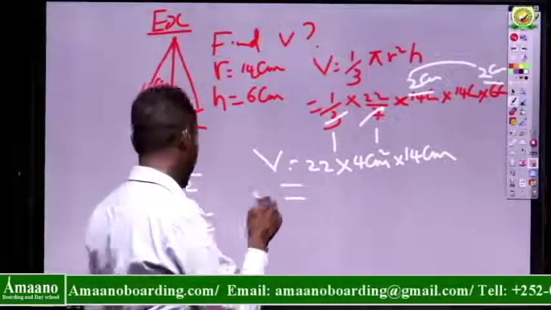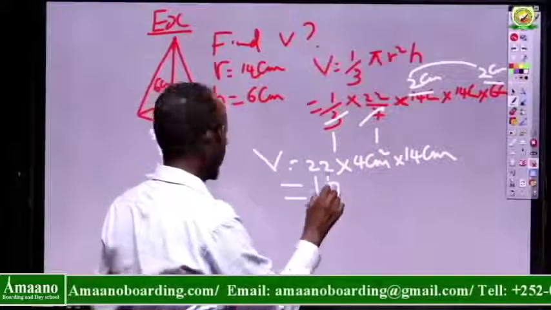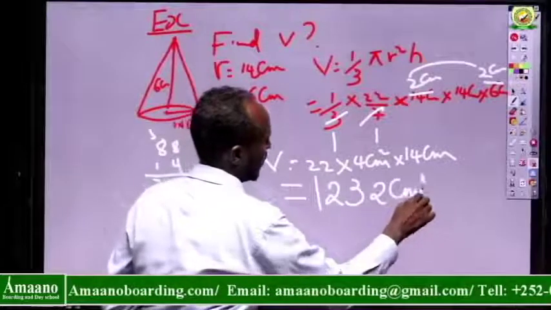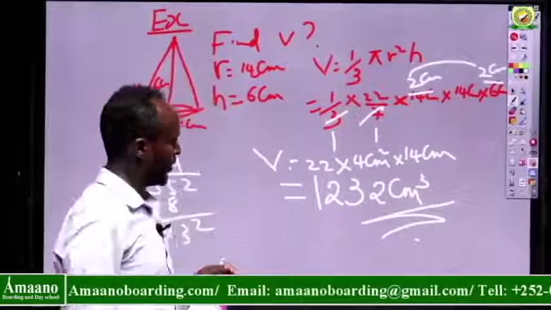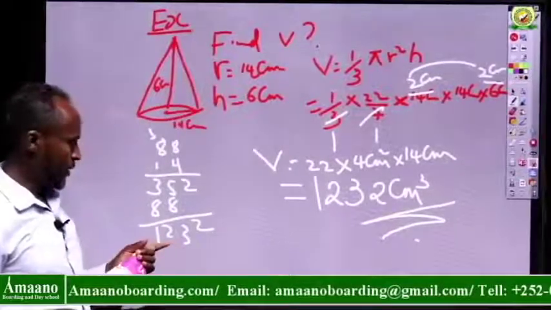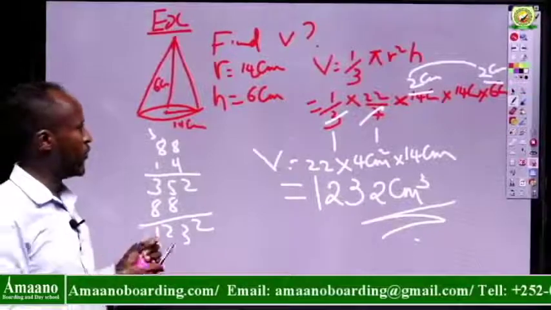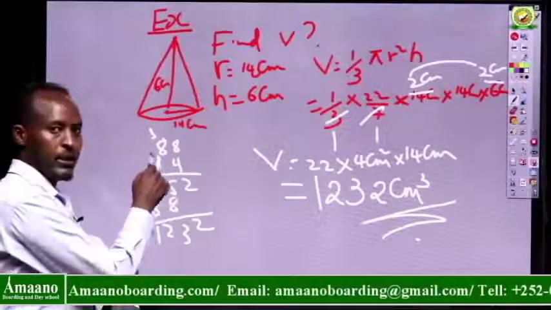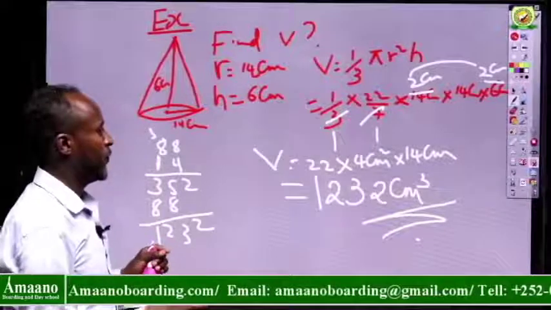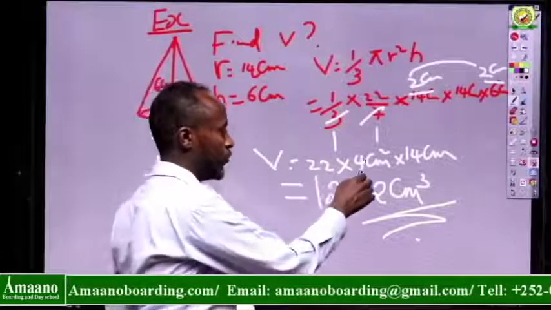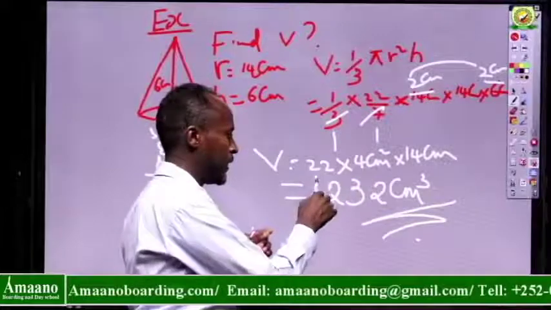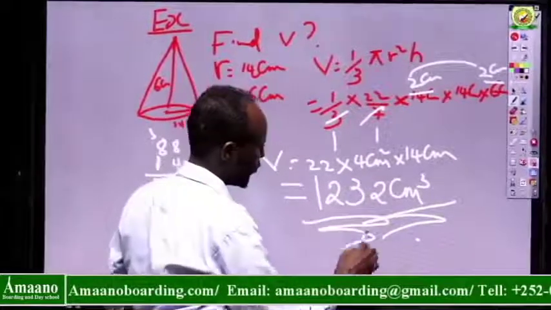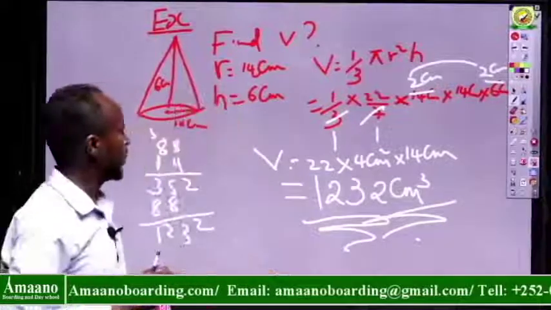Therefore, our volume is 1,232 centimeters cubed. That will be the volume of this cone. Simply we multiply 88 by 14. That is the required volume.